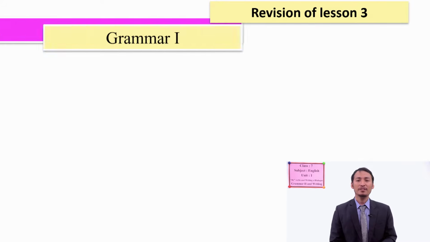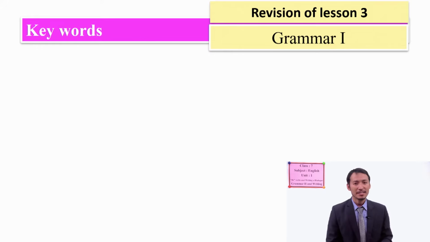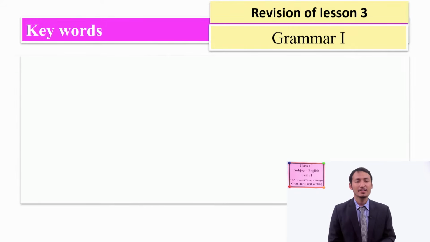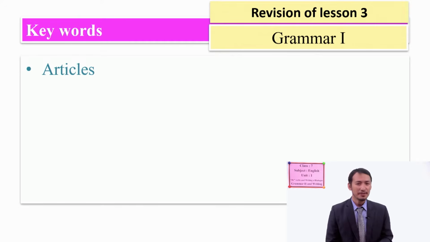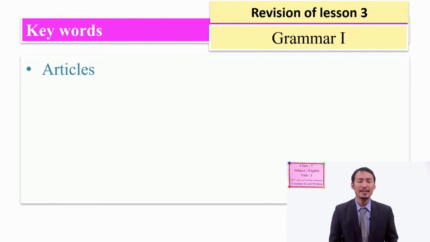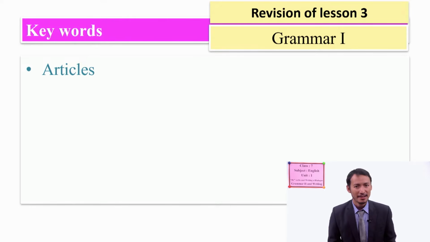Now we are going to revise the previous lesson which we have currently done. The things that we learned in the previous lesson were articles. Now I want to ask you some questions. Do you know articles now? What are the words that are called articles? Can you name them? Yes, you are right. They are a, an, and the, right.